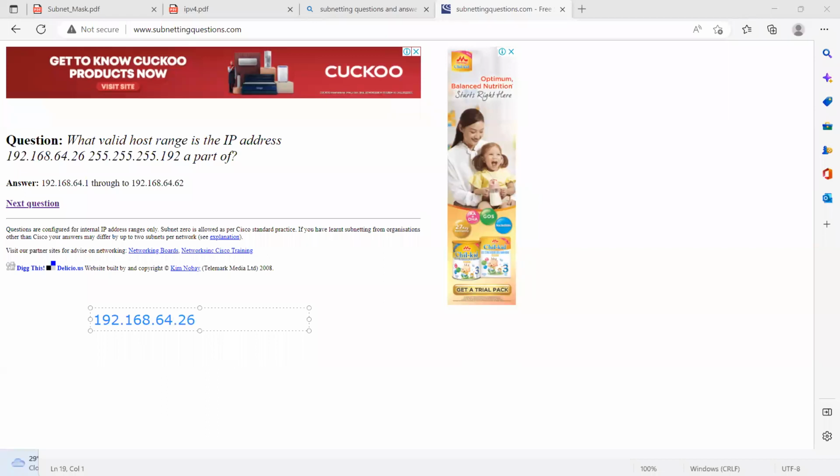192.168.64.26, because you have to show that that is ended. Then here 255, 255, 255, 192. At least let's write the last part. 26 is here. You have to mention 16 plus 8, 24 plus 2 is 26. Here, please write 192. 192 is 11.